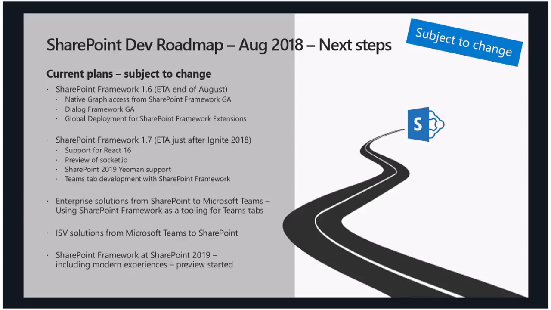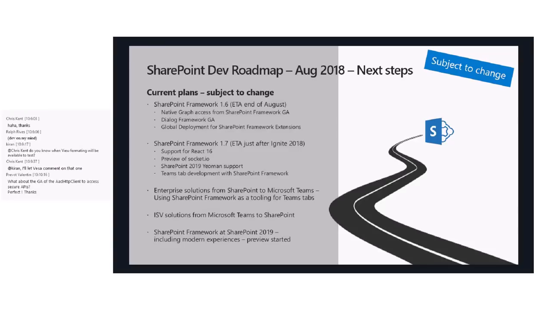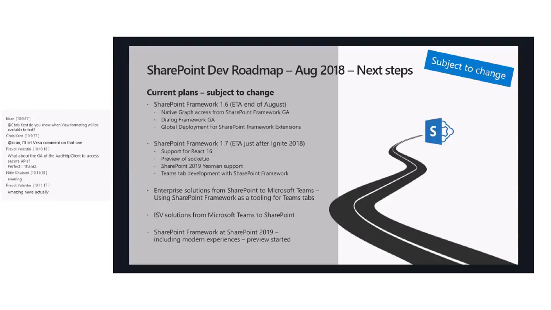Now, there's a question from Valentin. What about GA of AAD HTTP client? That's part of the native graph access from SharePoint Framework GA. So that is meant to go live in 1.6, and that's 100% our intention. So that's going to happen next week. After that, you can actually start using the Graph and Azure AD API calls securely from SharePoint Framework in production, which is super cool.